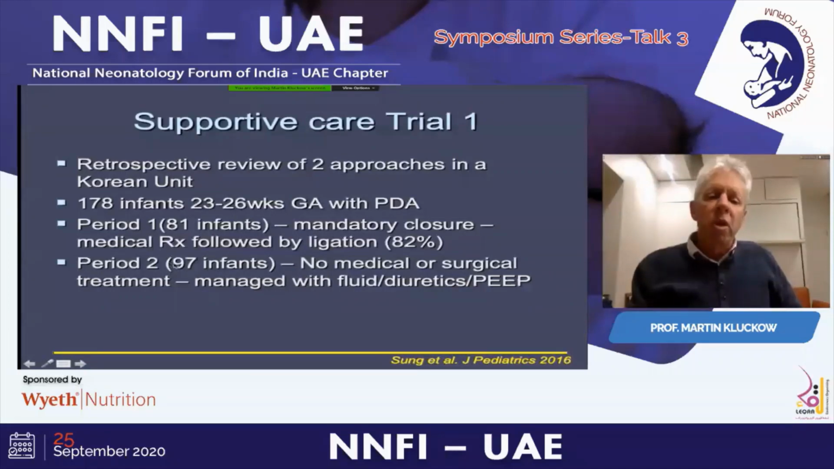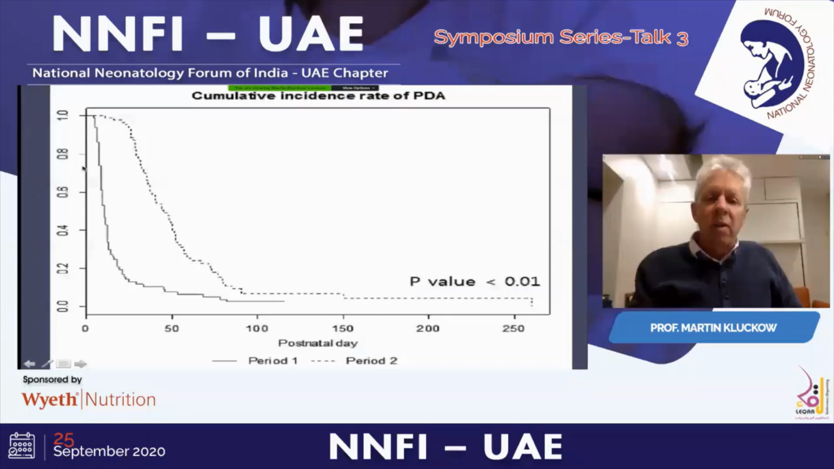Period 2, they completely changed their approach. No medical or surgical treatment, managed their babies with fluid, diuretics and PEEP, a typical supportive care regime. And if you look at what happened in their units, there was a significant change in the PDA rates. So you can see here, this is period 1, and there's when they had the mandatory closure protocol. You see, as expected, there's a very quick reduction in the number of babies with a PDA until it stabilises here, and most babies are closed, well, all babies were closed by the time they were discharged.